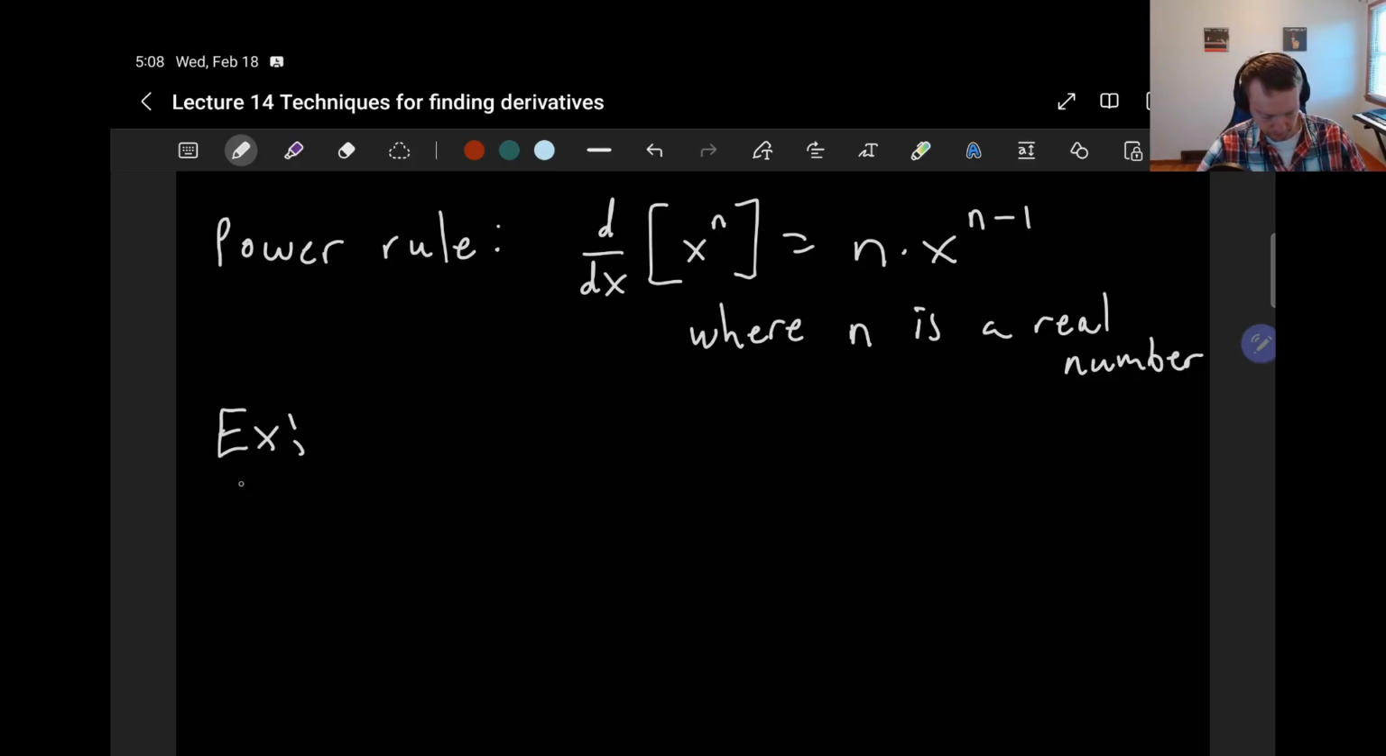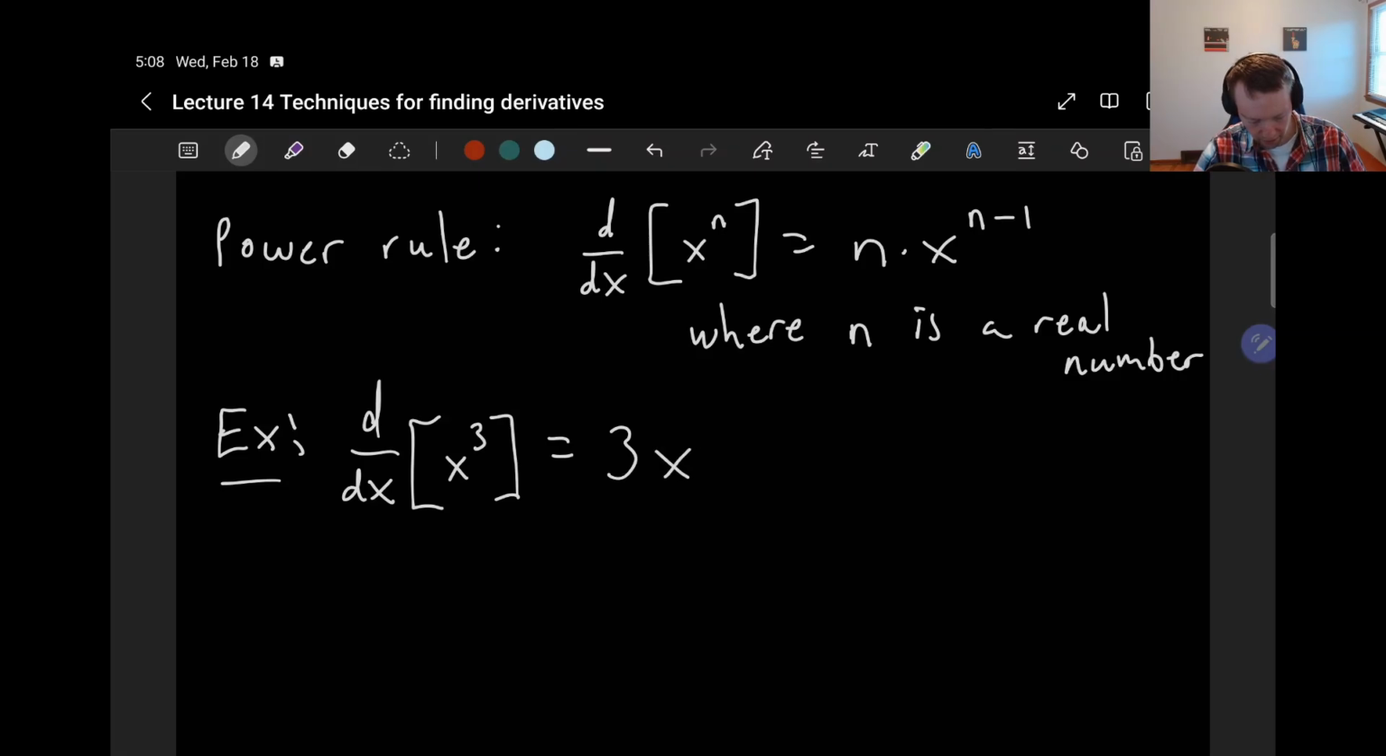For example, if I take the derivative of x cubed, we don't need to calculate a full-on limit. We just use the power rule. You bring the 3 down times x, and now we subtract 1 from the old exponent. So 3x squared. As we get further into the course, this should become second nature to you.